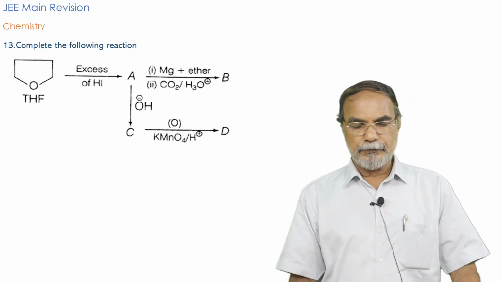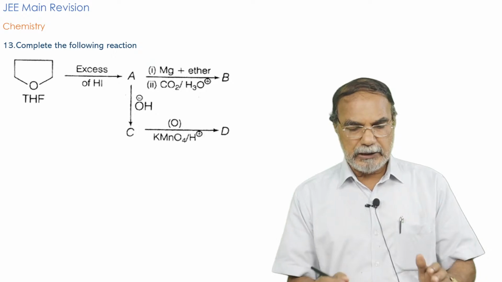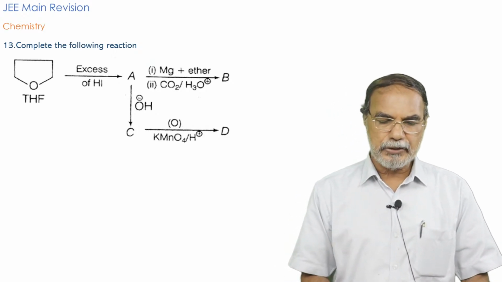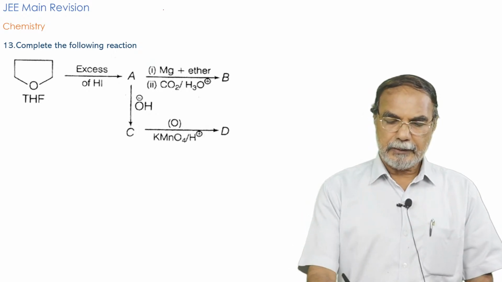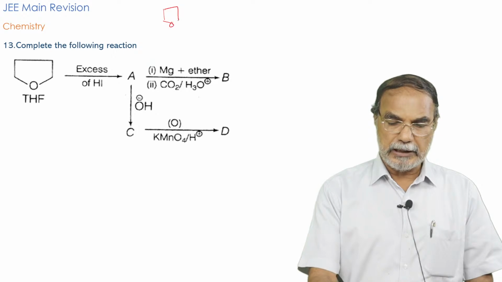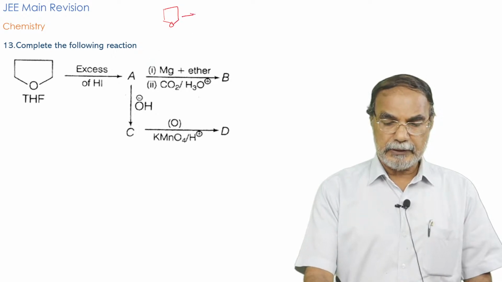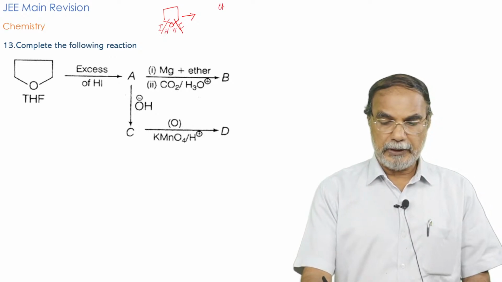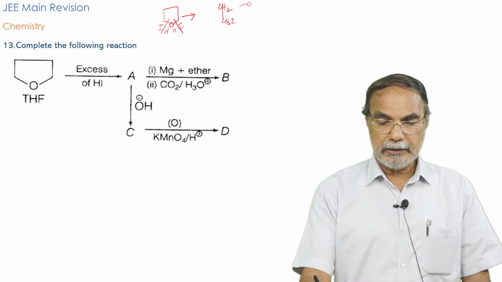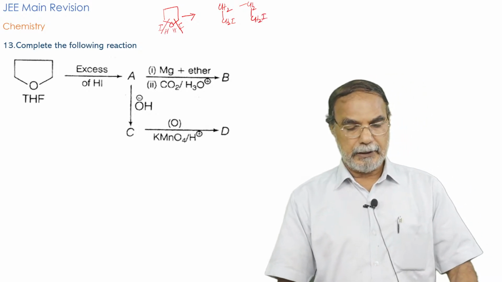It is tetrahydrofuran, and the reaction is with excess HI. Reaction with excess HI means that the tetrahydrofuran, which is a cyclic ether, reacts with HI, cleavage here, and again a cleavage here. So what is the product obtained? The product obtained is CH2, CH2I, CH2, CH2I. Simple chemistry.